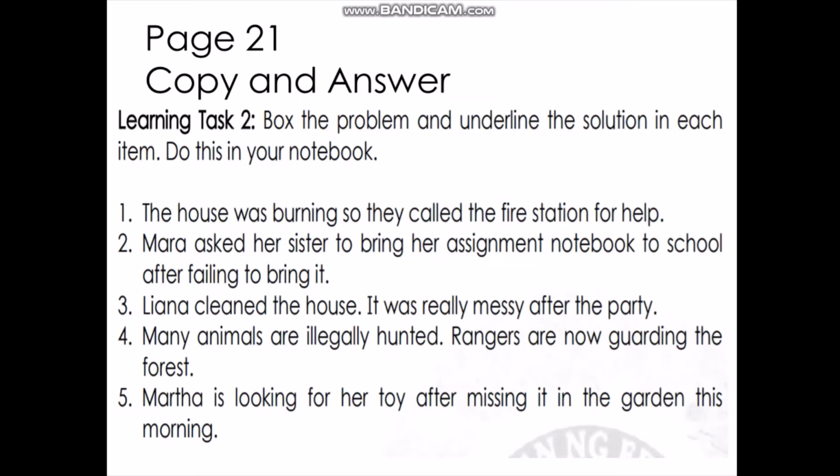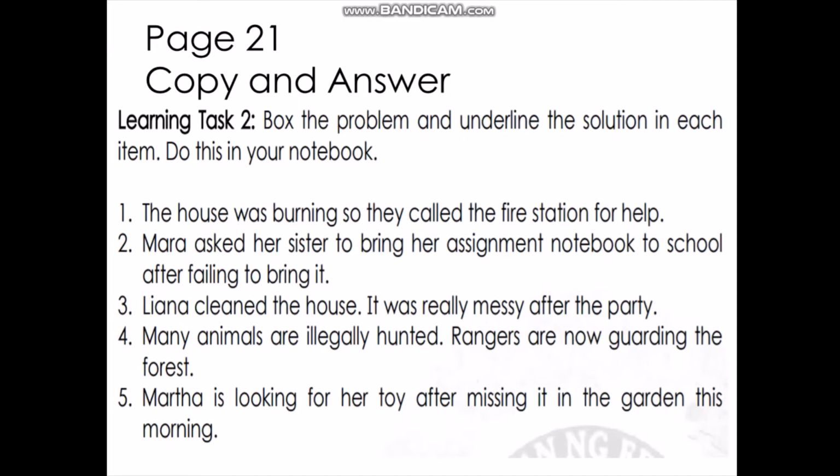So, write in your paper, page 21. So, it's copy and answer. Again, copy and answer. You need to copy and answer. So, write there, page 21, learning task 2, and then 1 to 5, and then write each sentence. Okay? Write the sentences in number 1, number 2, 3, 4, and 5.